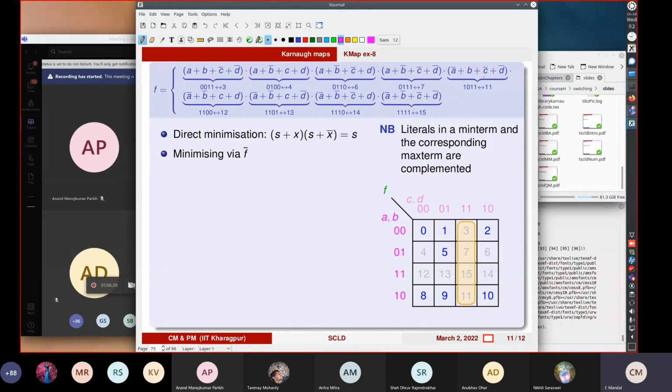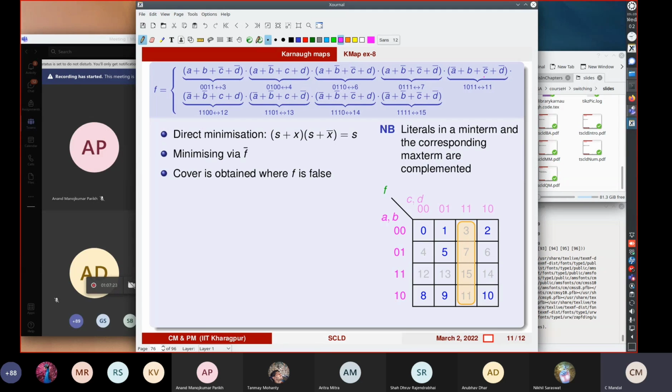Now note that we can use the Carnot map minimization method also to optimize the complement of a function. So sometimes it is convenient: instead of minimizing the function, it might be convenient to minimize the complement of that function.